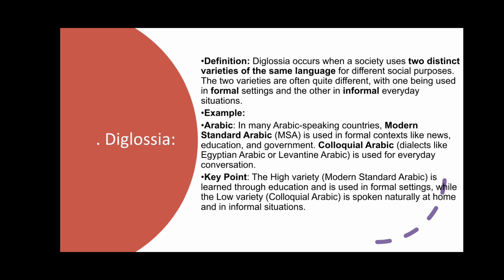The colloquial variety or low variety of a language is acquired as the first language by the learner at home, while the high variety is learned or acquired where? At school, college, or university. So far we are discussing diglossia.